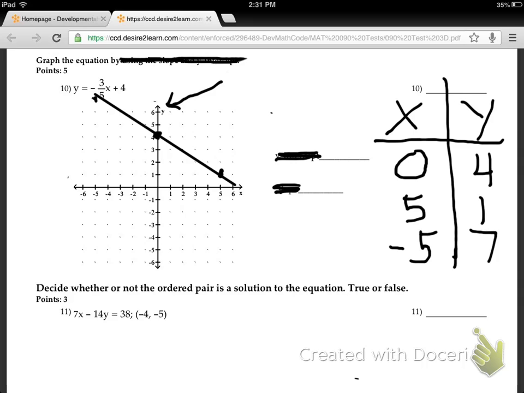Not too bad. I mean, obviously it's hard sometimes with this little iPad and stuff, but there you go. I've just plotted some points but this has a fraction in it. No big deal. When X is this, what's Y? It's just got a fraction in it. You've got to deal with that. And that's how you graph Y equals negative 3/5 X plus 4.